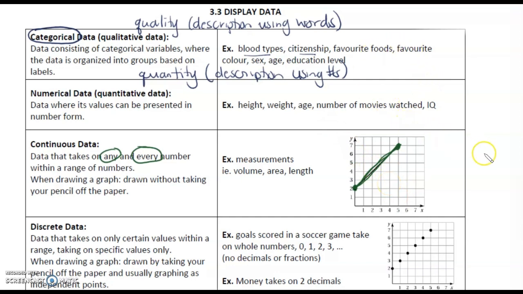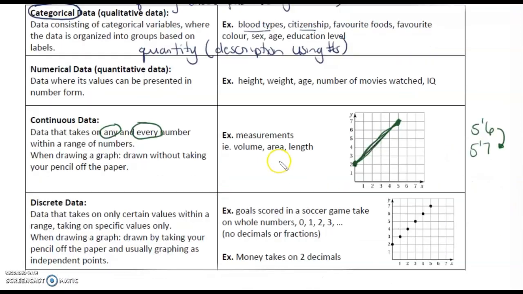Okay, you don't go to sleep and you're 5'6" and then you wake up and you're 5'7". This is a gradual thing. You don't jump up by inches. You hit every single height between 5'6" and 5'7". Okay, it's like you grow to that height.